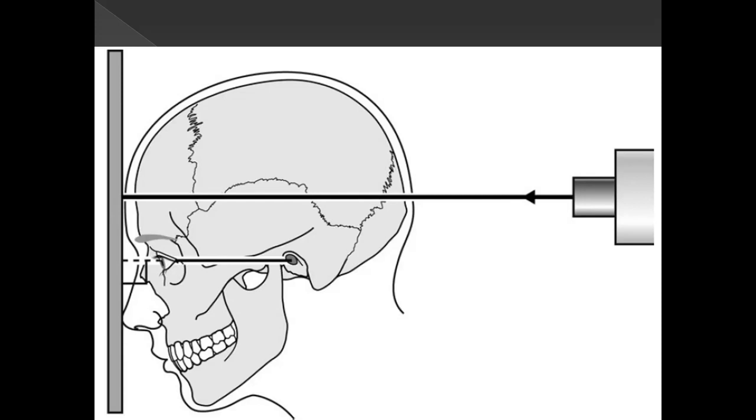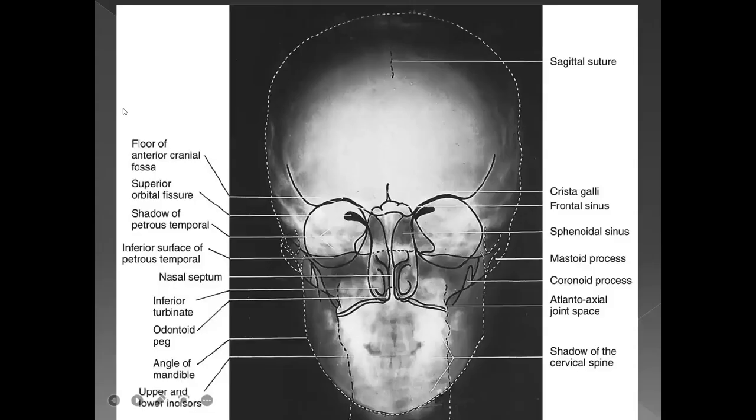skull, all right? In this case, you also have to make sure that an imaginary line connecting the lateral canthus and the external auditory meatus is straight and lying parallel to the floor on which the patient is standing on. All right, so this is the patient position. So you can see that there's quite a lot of anatomy you can see on a PA skull.